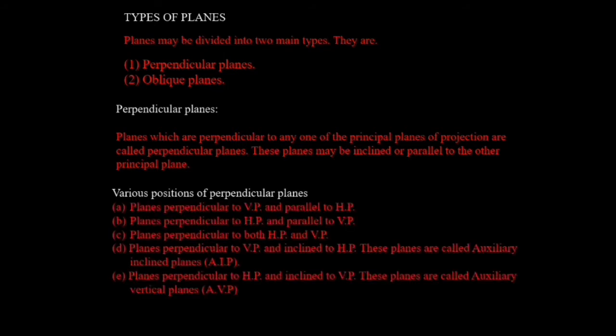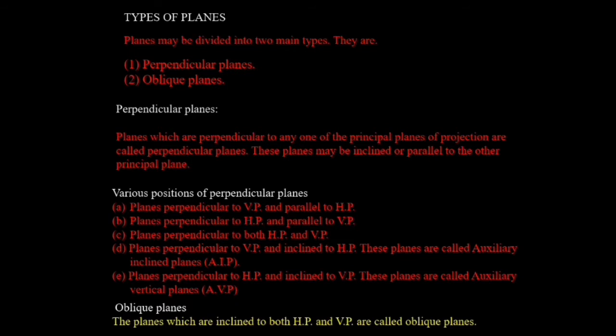Various positions of the perpendicular planes are: first, plane perpendicular to VP and parallel to HP. Second, plane perpendicular to HP and parallel to VP. Third, plane perpendicular to both HP and VP. Fourth, plane perpendicular to VP and inclined to HP. These planes are called auxiliary inclined planes. And finally, planes perpendicular to HP and inclined to VP. These planes are called auxiliary vertical planes.